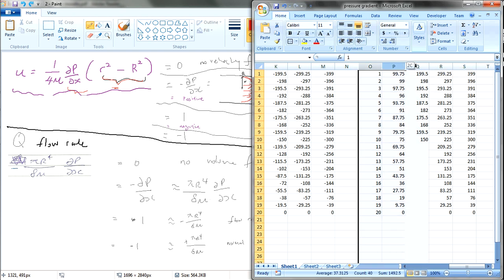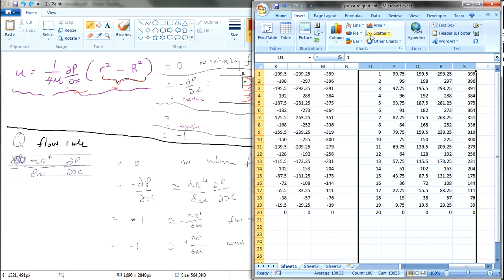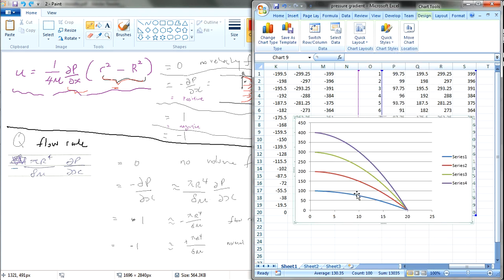Let's take a look. If I do that and plot it out, this blue line represents when the pressure gradient is 1, this red line represents when the pressure gradient is 2, and this is when the pressure gradient is 3, and when the pressure gradient is 4. So as your pressure gradient gets smaller and smaller, it's going to be steeper and steeper along this one. So you get a steeper curve. Do take note that this is the velocity profile.